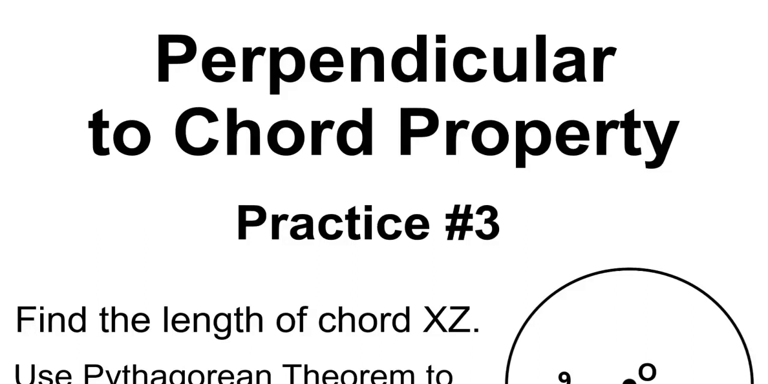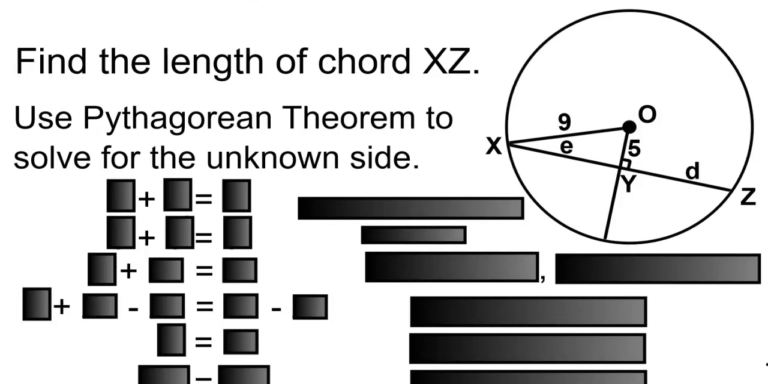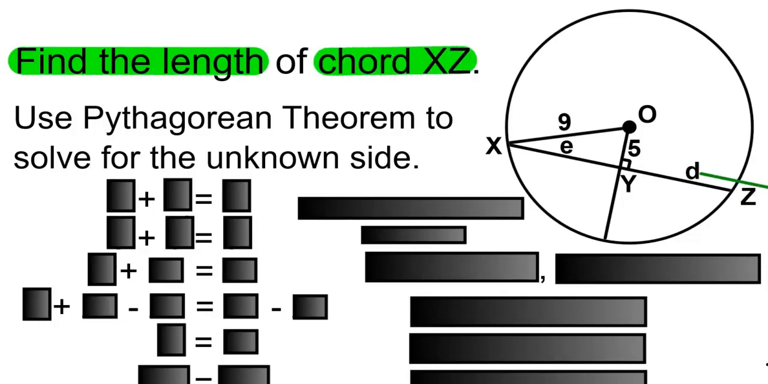Perpendicular to chord property, practice number 3. Find the length of chord XZ. Chord XZ is located here. XZ is a perpendicular bisector to line OY.